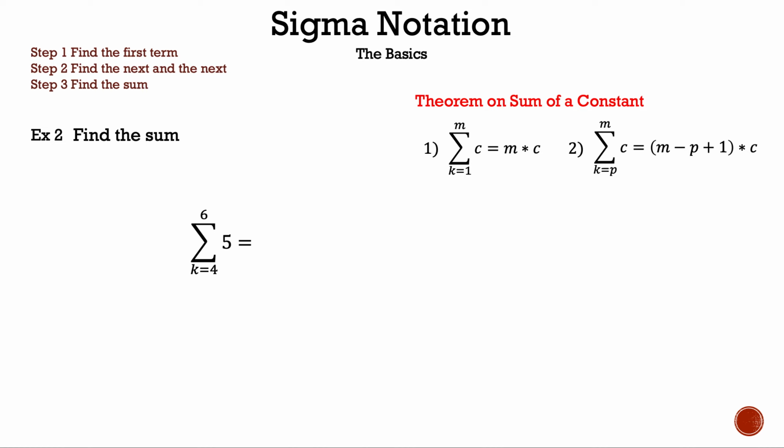Now, let's read the question. Find the sum of the summation of 5 as k goes from 4 to 6.